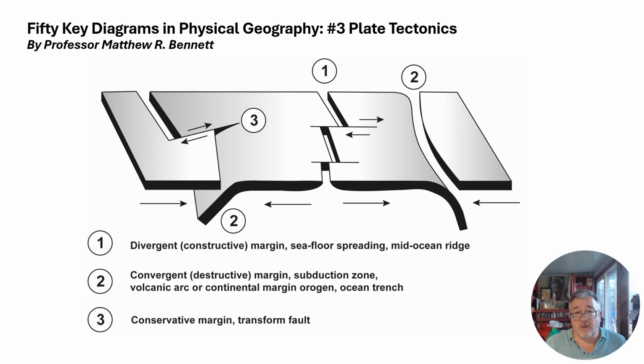So we have these types of boundaries, which are divergent, constructive margins, sometimes known as seafloor spreading centers or mid-ocean ridges, because they often occur in the center of oceans and are submerged. And effectively, the plates are moving apart. So at the center of the Atlantic, the plates of North America and Europe are moving apart.